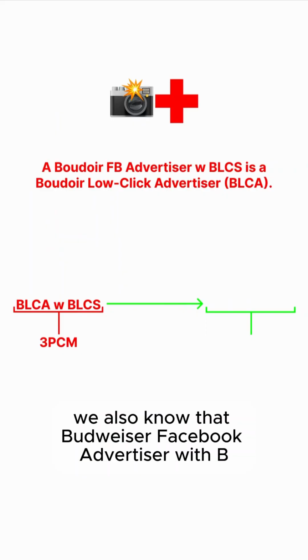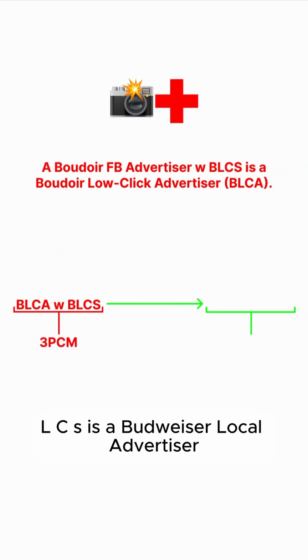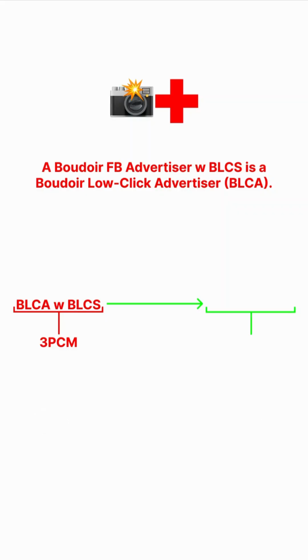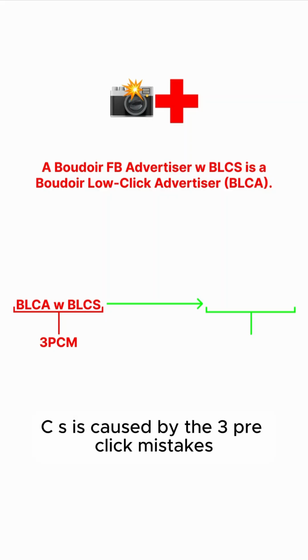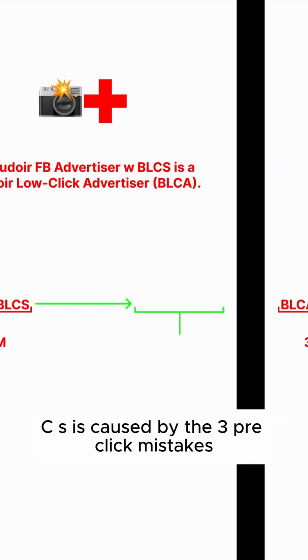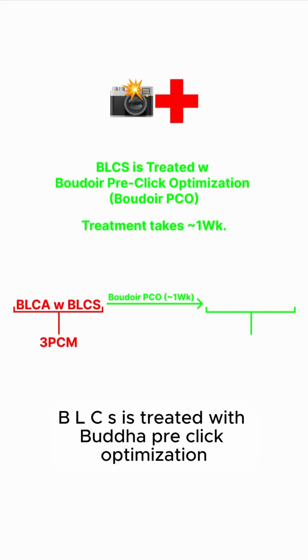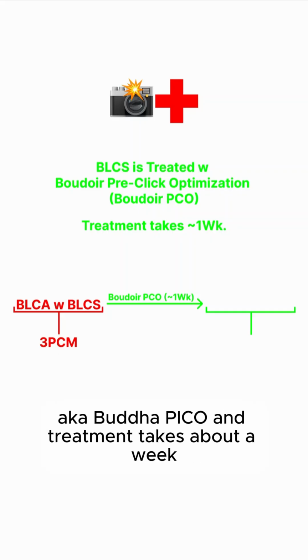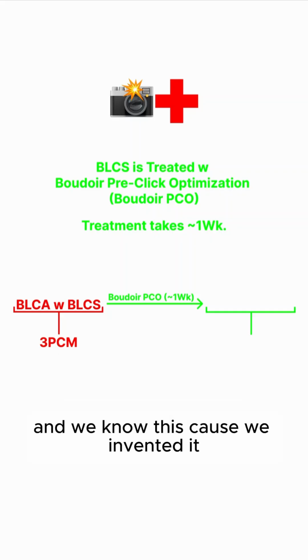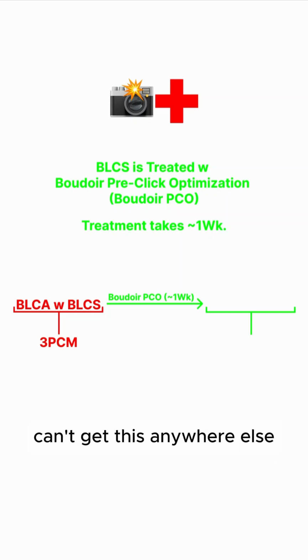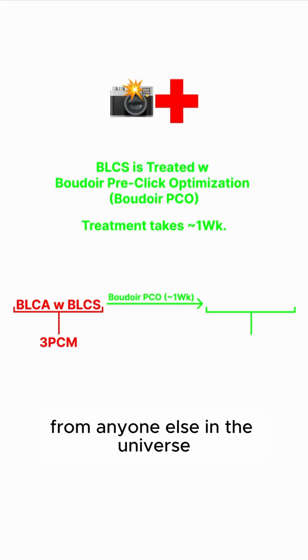We also know that a Boudoir Facebook advertiser with BLCS is a Boudoir low click advertiser, a BLCA. So building our universe here, we've got a BLCA with BLCS caused by the 3 pre-click mistakes. Solution: BLCS is treated with Boudoir pre-click optimization, aka Boudoir Pico, and treatment takes about a week. And we know this because we invented it. Can't get this anywhere else from anyone else in the universe.